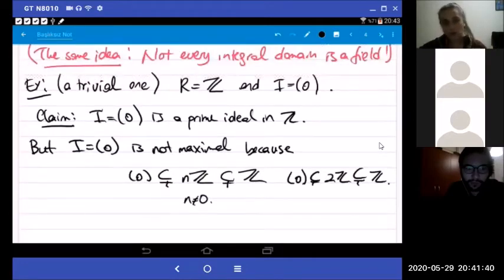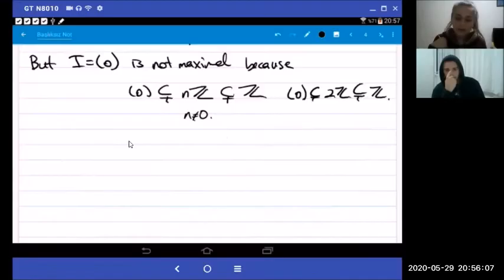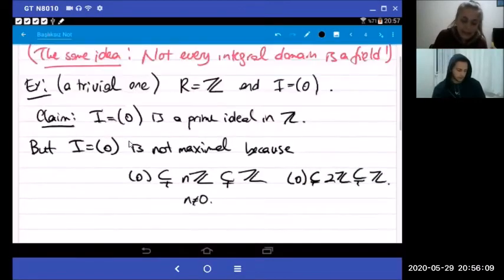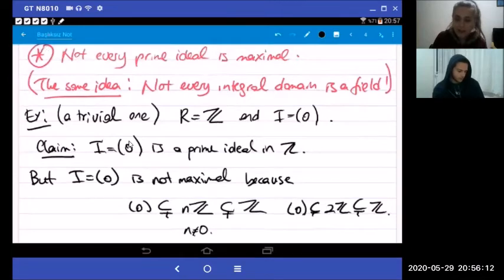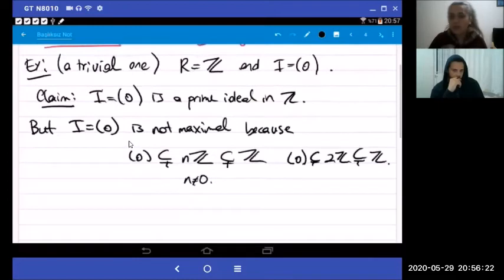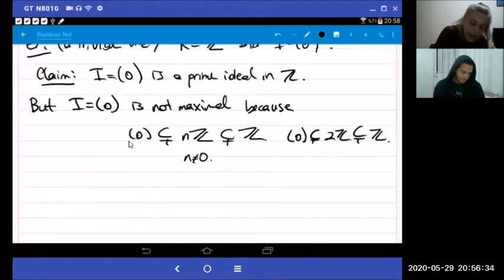Our question was that this ideal generated by zero is a prime ideal but not maximal. We have shown that this ideal is not maximal because we can find infinitely many intermediate ideals between the ideal generated by zero and the whole ring Z. Okay, what about primeness? This ideal generated by zero is a prime ideal.